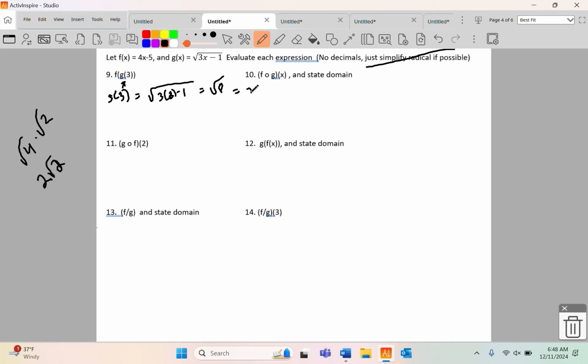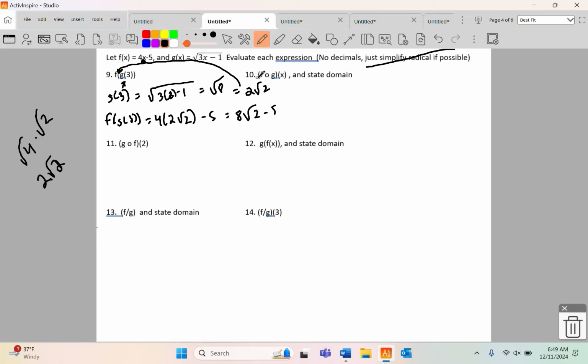Now that I know what this is, I've got g of 3 being 2 root 2. I'm going to plug it in right there at that x. So f of g of 3 is actually 4 times 2 root 2 minus 5. Now 4 times 2 is 8. So 8 root 2 minus 5.